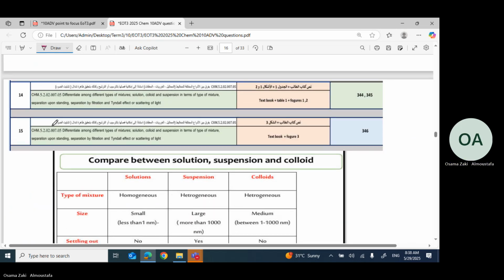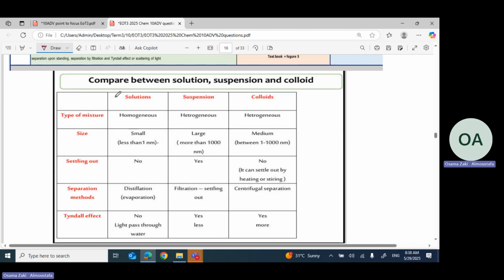Here we have question 14 and 15 about the mixture solutions, colloid, suspension types. Separation by standing out, separation, filtration. Tyndall effect, scattering light. About 2 questions about all these points. So you should memorize this table, okay?